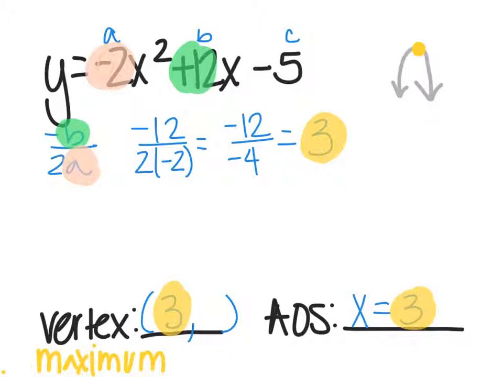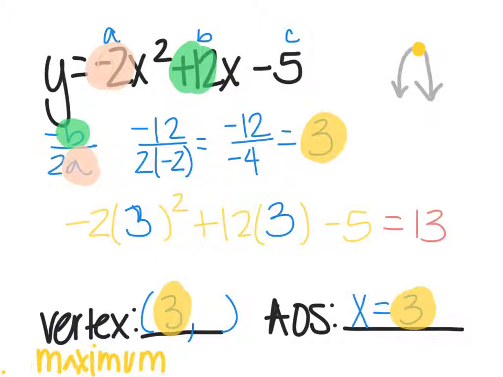Then to find the other half of my vertex, I need to plug this number, this 3, back into this equation for x. So I'm going to rewrite the equation. I have negative 2, a blank for x, plus 12, a blank for x, minus 5. And instead of x, I'm going to plug in positive 3. I can put it in the calculator all at one time, and it's going to give me positive 13. So this 13 here is the second half of my vertex.